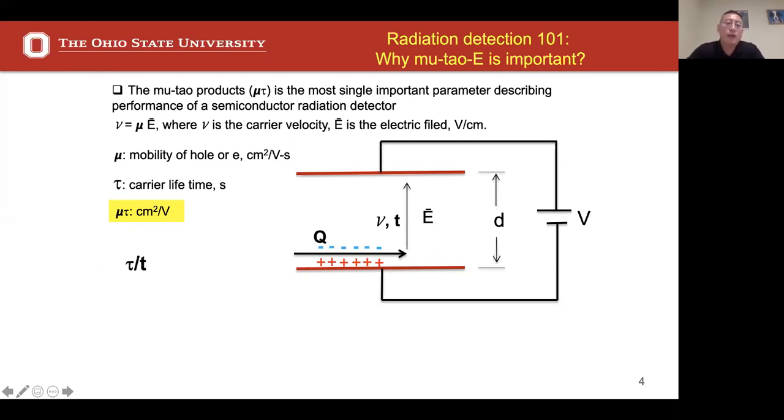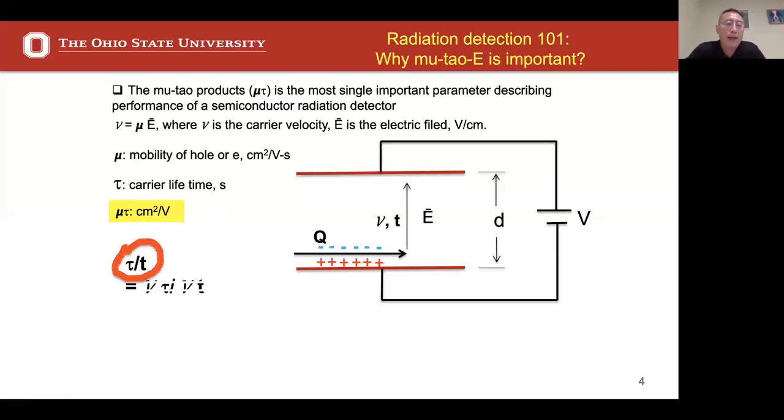So let's do a little bit of magic here. Now, look at tau over t, where tau is the carrier lifetime, and t is the time it takes for the carrier to travel or drift from one electrode to another electrode. You always want the lifetime tau to be longer than the time t the charge takes to travel so that it can be collected. So it's really the competition of the lifetime of the carrier versus how long it takes to travel.